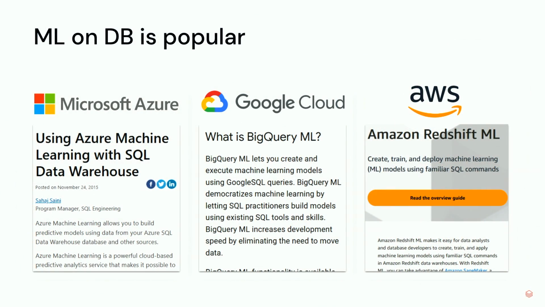So for the background, machine learning in databases is very popular. Major database vendors like Azure, Google Cloud, and AWS have provided machine learning support for a long time, and their success underlined the effectiveness of machine learning on databases.